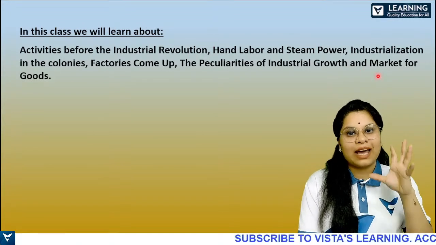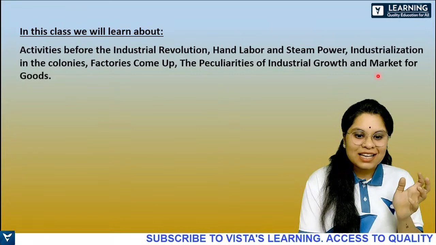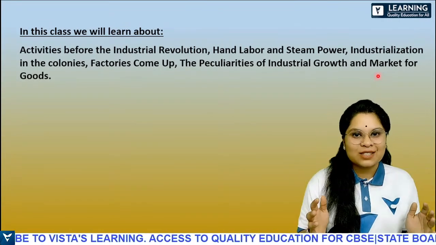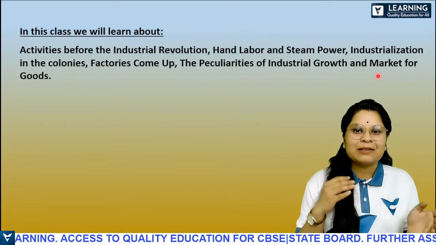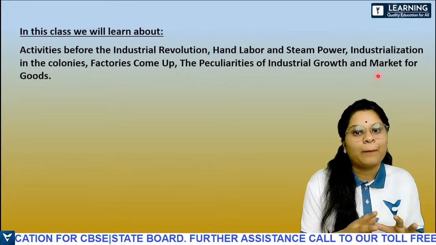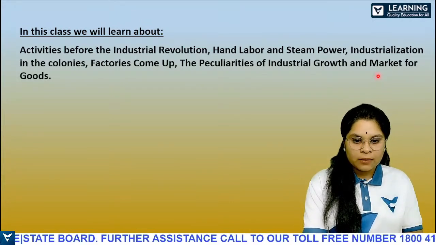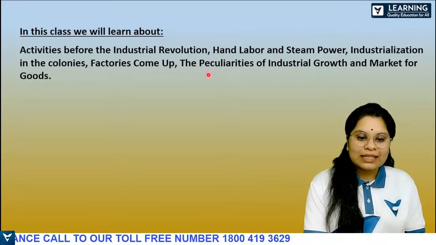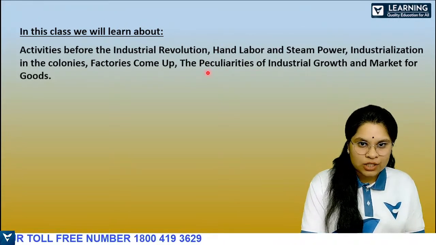What were the peculiarities of the growth of industries? Definitely it can not be one side, only good things happening. There'll have to be the other side also, peculiarities, bad things. Things like this also happen, which we'll be studying in this chapter. Growth and market for goods. All these things you'll be studying in this particular chapter.